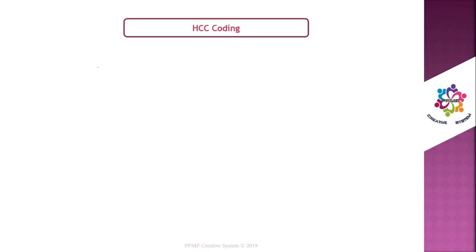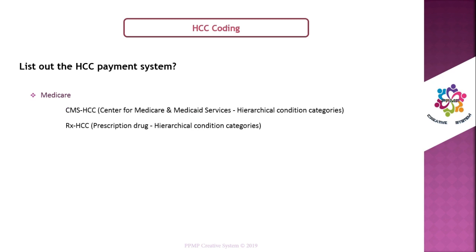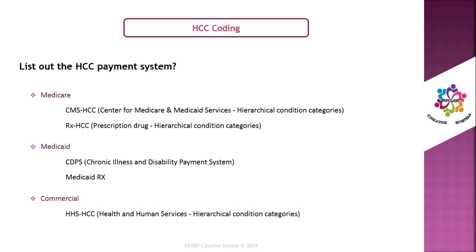List out the HCC payment systems. In Medicare, there are 2 payment models: CMS HCC, Centers for Medicare and Medicaid Services Hierarchical Condition Categories, for Part C payment; RX HCC, Prescription Drug Hierarchical Condition Categories, for Part D payment. Medicaid: CDPS, Chronic Illness and Disability Payment System, and Medicaid RX. Commercial: HHS HCC, Health and Human Services Hierarchical Condition Categories.